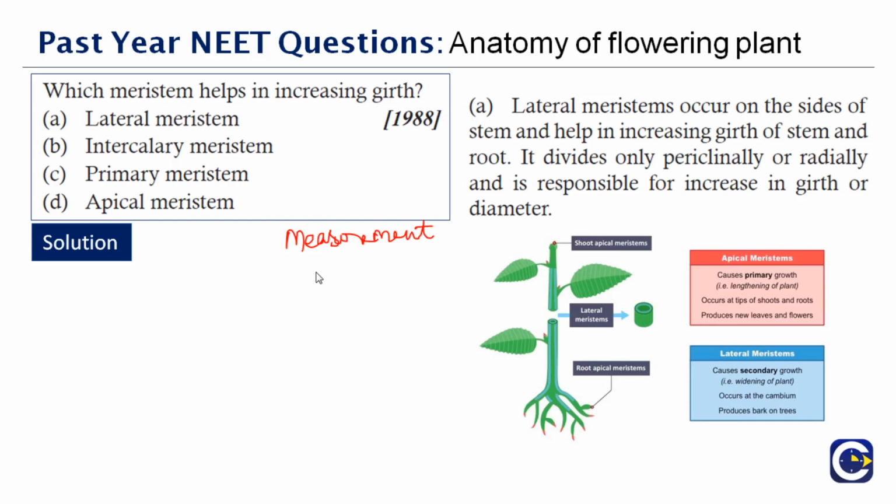So you have a diagram which shows the apical meristem and lateral meristem. What does apical meristem do? It causes primary growth, while lateral meristem causes secondary growth. So lengthening of the plant will be caused by apical, while widening of the plant will be caused by lateral. Occurs at the cambium, produces bark on trees, and this occurs at the tip of the shoots and the roots, produces new leaves and flowers. So this is additional information that might help you in some other question as well.